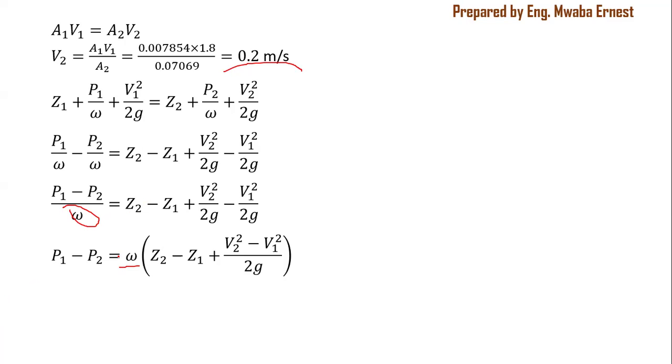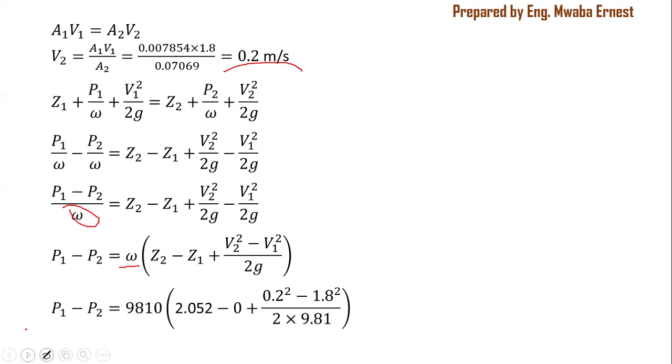All right, so we have done that. The next thing we can do now is P1 minus P2. We do the substitution. Specific weight is 9810 times open bracket Z2, which is 2.052, minus Z1, which is 0, then plus V2 squared, which is 0.2 squared, minus V1, which is 1.8 also squared, divided by 2 times 9.81.